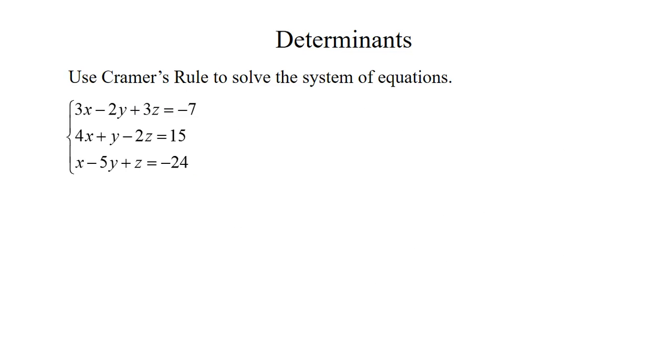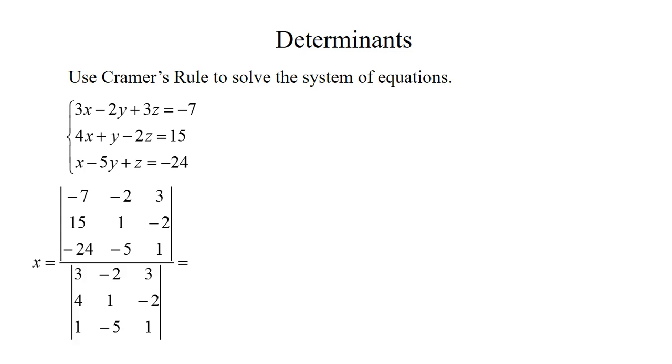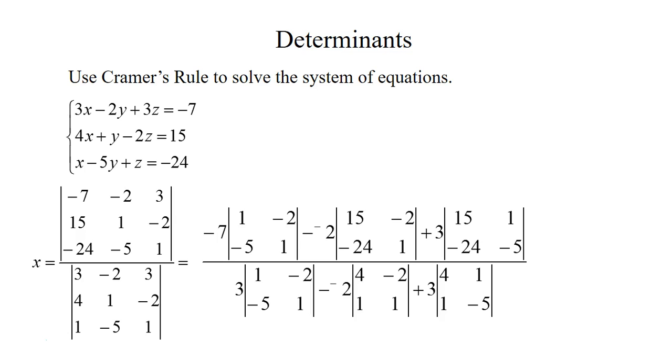So let's do an example. For our x variable, the denominator is simply the coefficients of x, y, and z. To get the numerator, we're going to replace the first row with the constants, -7, 15, -24. And then we're going to evaluate the determinant of those 3x3 matrices. So if we eliminate the first row and the first column, our intersection is at -7, and the remaining matrix is 1, -2, -5, 1.